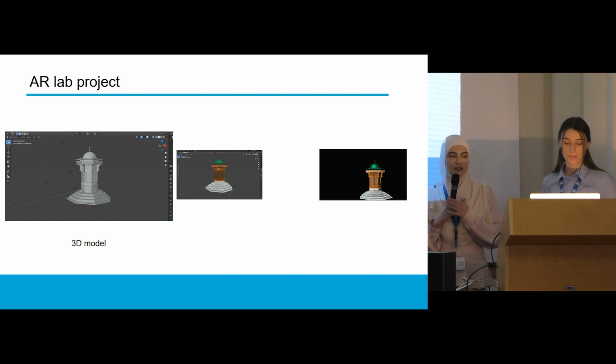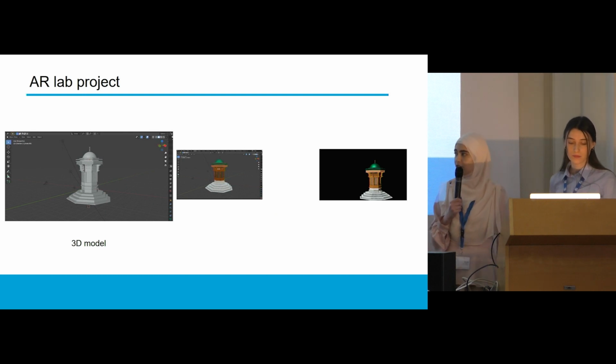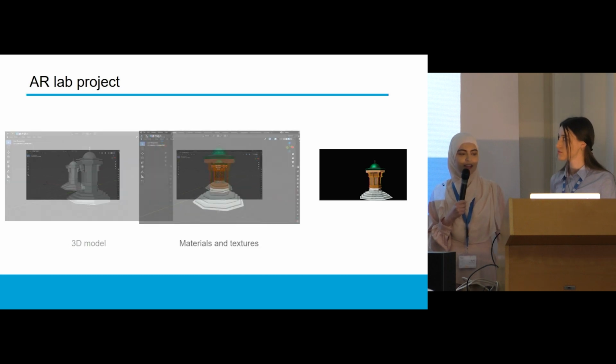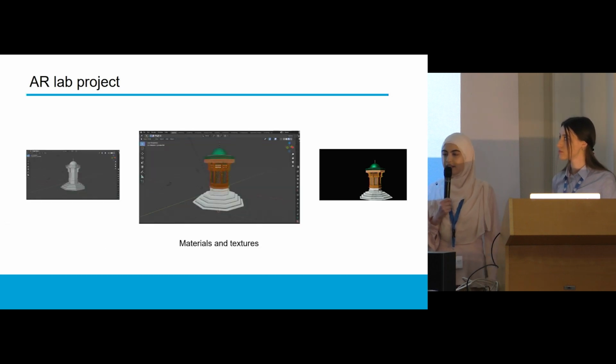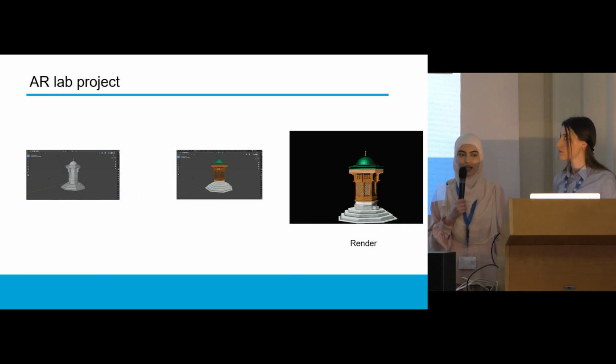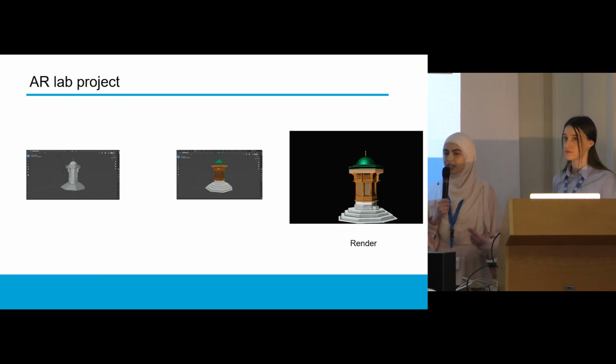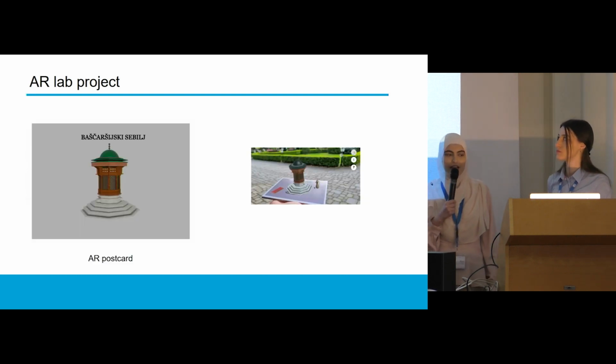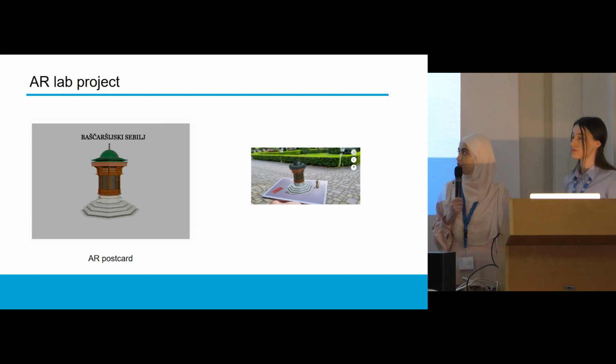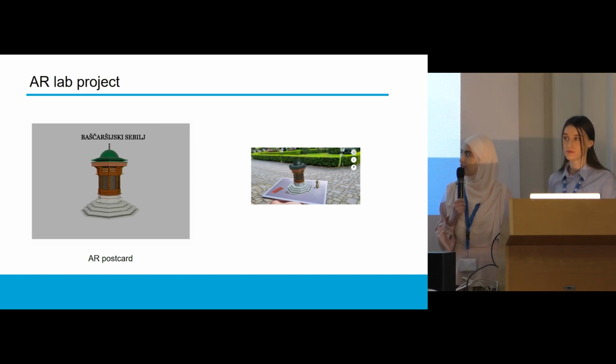The AR Lab project was done in certain phases. The first phase was creating the 3D model, modeling it. Then they added the materials and textures, and finally they set up the lights and the camera settings for creating realistic renders in various angles in Blender. After that, they exported the file to Unity and imported it to Unity.